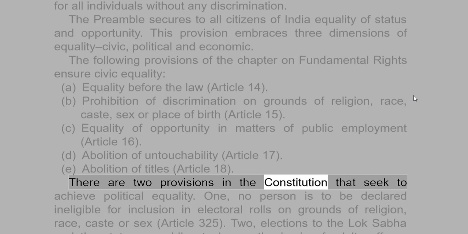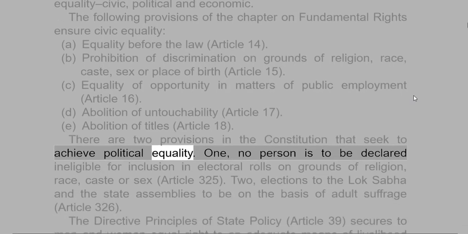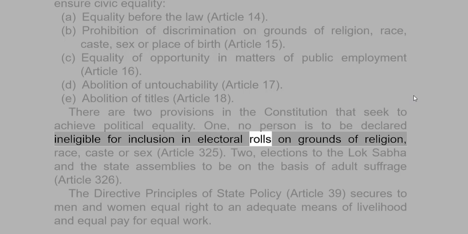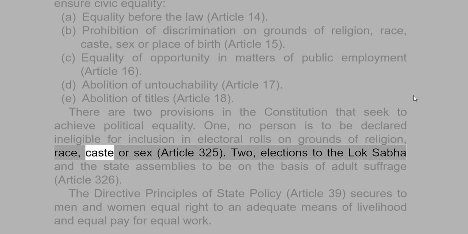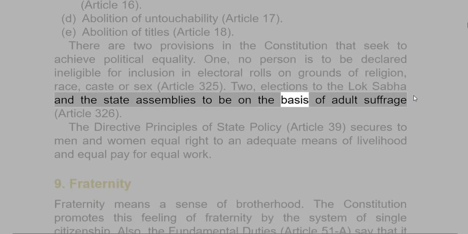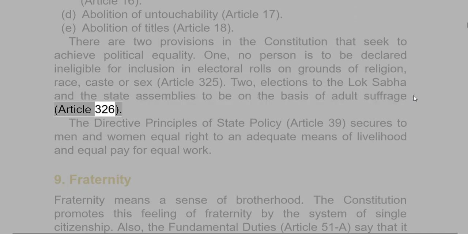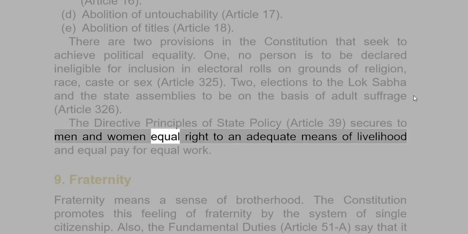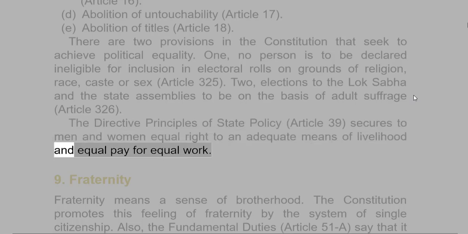There are two provisions in the Constitution that seek to achieve political equality. 1. No person is to be declared ineligible for inclusion in electoral rolls on grounds of religion, race, caste or sex, Article 325. 2. Elections to the Lok Sabha and the state assemblies to be on the basis of adult suffrage, Article 326. The directive principles of state policy, Article 39 secures to men and women equal right to an adequate means of livelihood and equal pay for equal work.